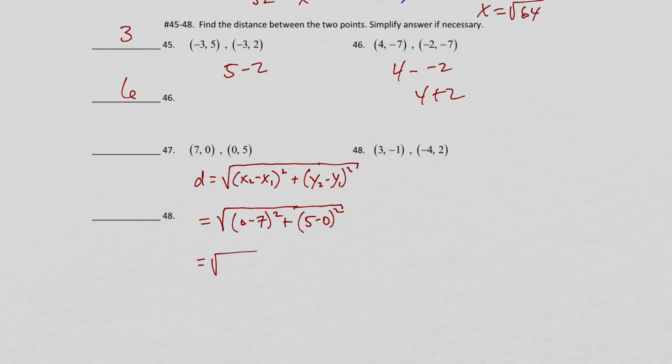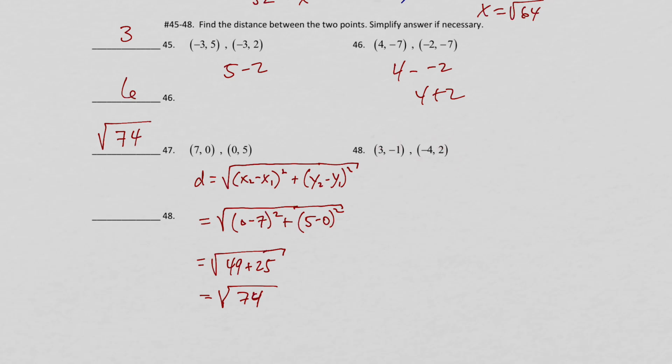So this is the square root of negative 7 squared is, well, negative 7 squared is a positive 49. 5 squared is a positive 25. So this becomes, let's see, 54, 64, 74. And 74 is 37 times 2, which we can't simplify, so we cannot simplify this. This is just square root 74.